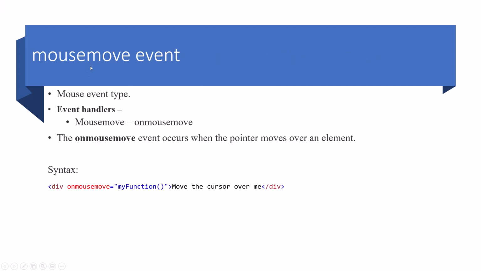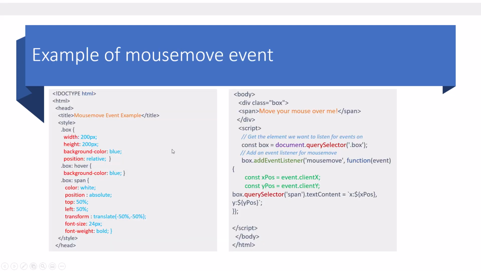Next we'll see the mouse move event. We have the event handler onmousemove for this event, and this event occurs when the pointer moves over an element. So the mouse pointer is moving over an element, at that time this event occurs, and this is the syntax given for this mouse move event. So next we'll see the examples.